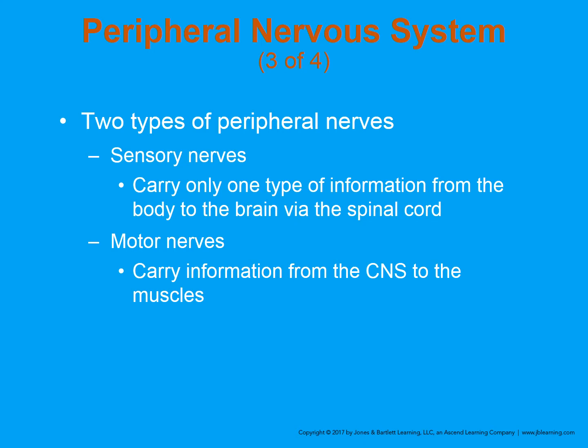There are two types of peripheral nerves: the sensory and the motor nerves. The sensory nerves carry only one type of information from the body to the brain via that spinal cord, and then the motor nerves carry that information from the central nervous system to the muscles, so that we're actually able to carry out the activity that our brain wants us to do. But those sensory nerves communicate right to that spinal cord. That's where we have that reflex arc that we talked about.